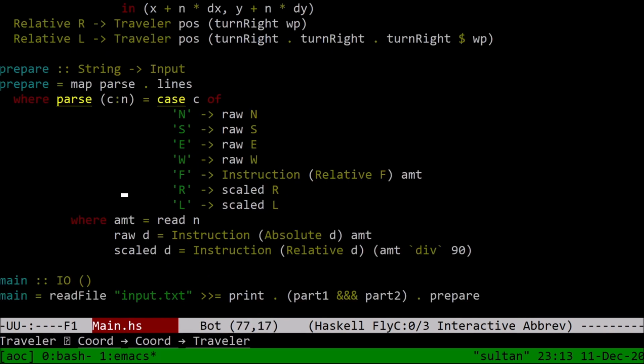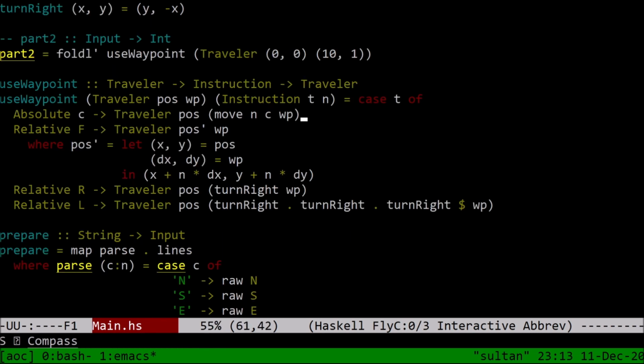I didn't break anything in my parser, which is not at all surprising because part one still works. It'd be a big surprise if you changed this and part one worked. We're looking at our old position, the position that is currently here, and the waypoint that's here, multiplying by n.